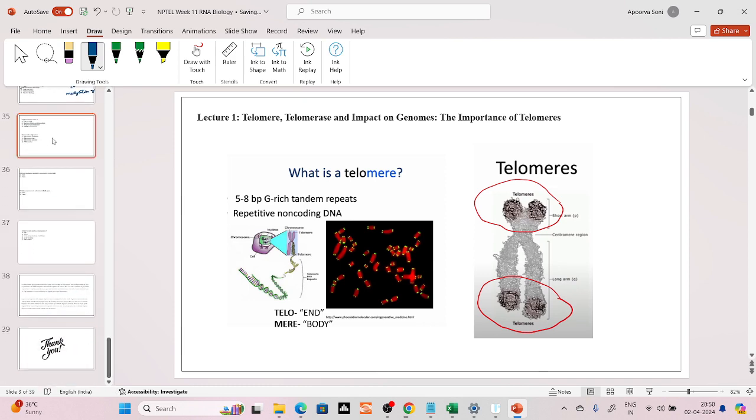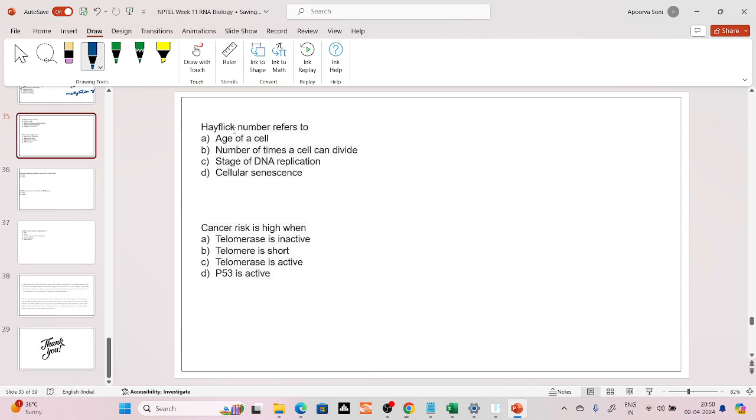Fine. Next question is, Hayflick number refers to age of a cell, number of times a cell can divide, stage of DNA replication, or cellular senescence. What should be the answer? What does Hayflick number refer to? One minute and then I'll switch the screen.